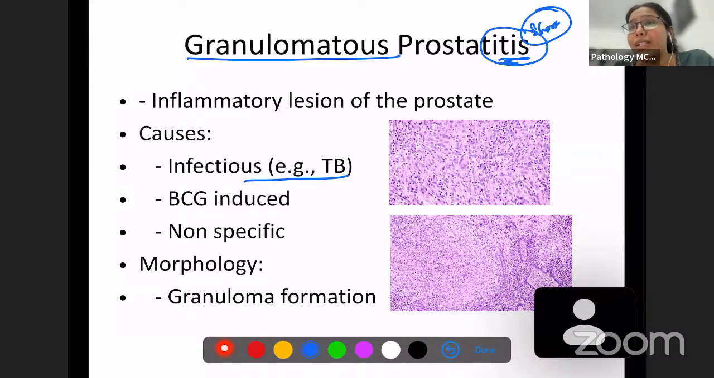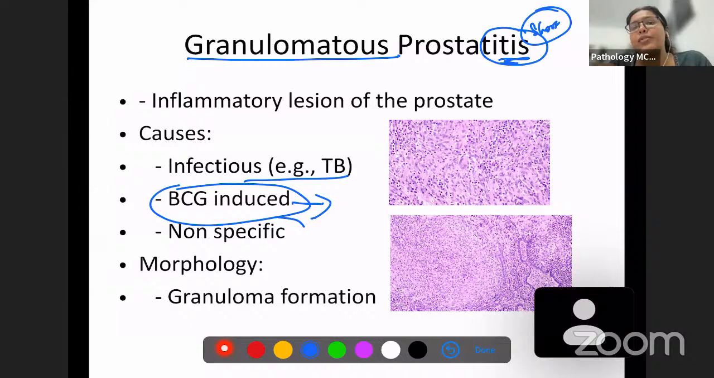But another cause, very important, which you have to remember, is BCG induced prostatitis. There are certain tumors where BCG can be given to reduce the effect. Certain bladder tumors, BCG can be given as treatment. So as an effect, BCG induced granulomas can be seen in the prostate. So that is one important reason.